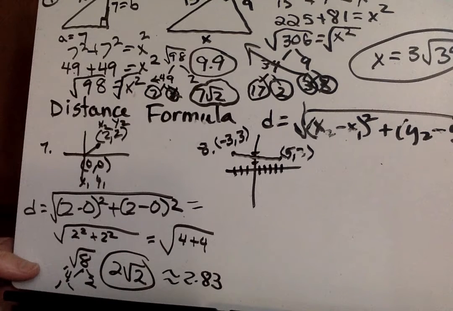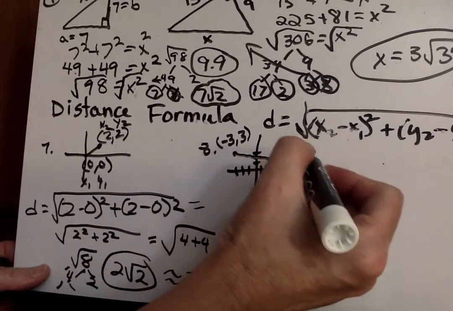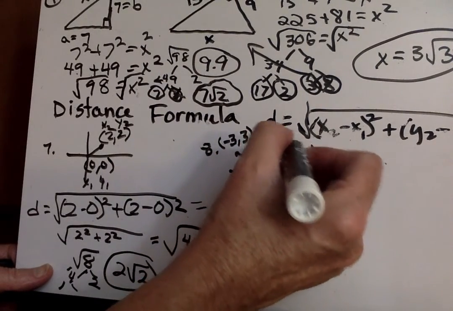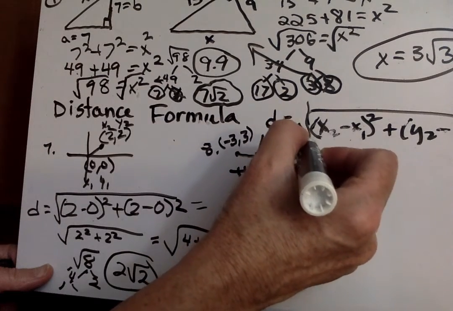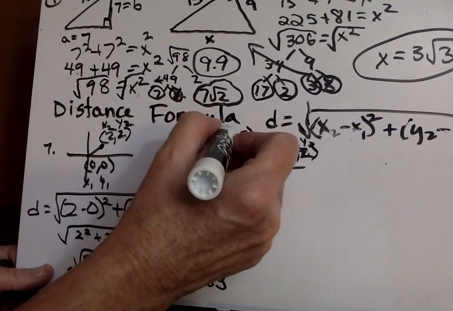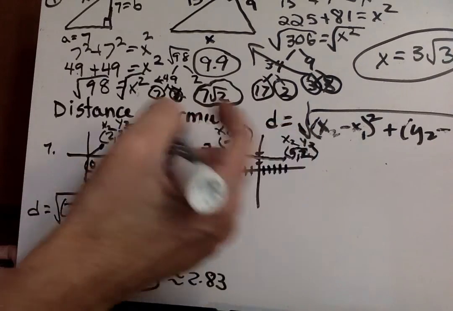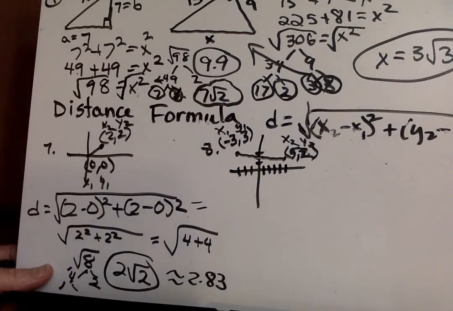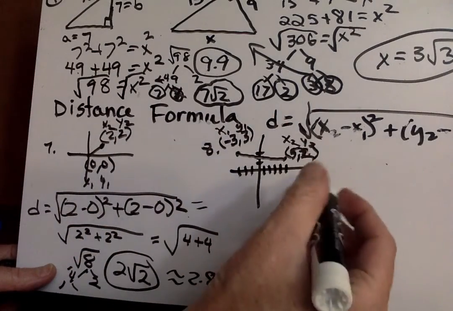Okay, that one's a little bit easier because it goes from the origin. Okay, number 8, and again you should number all of these on this paper, is a little more challenging. It's at -3, 3, and then it's at 5, 2. Okay, so I can go x2, y2, x1, y1, and you could pick either of these, but you just have to make sure if this one's x1, that's one's y1. Okay, so we put it in the formula.